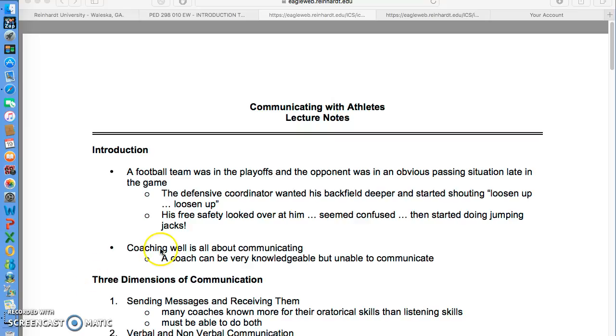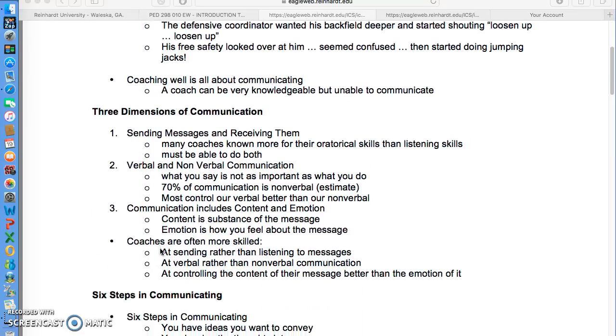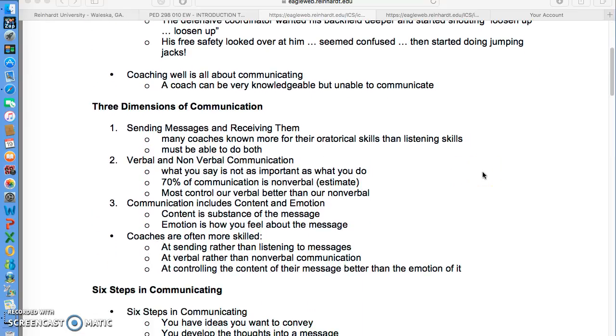communicating with your athletes. So a couple of things. There's really three ways of communicating. There's you sending messages and your team receiving them. And sometimes it gets lost in both of those. Sometimes the coach sends it, players just don't listen. Sometimes the coach does a bad job of talking, and the players listen, but they don't understand it.